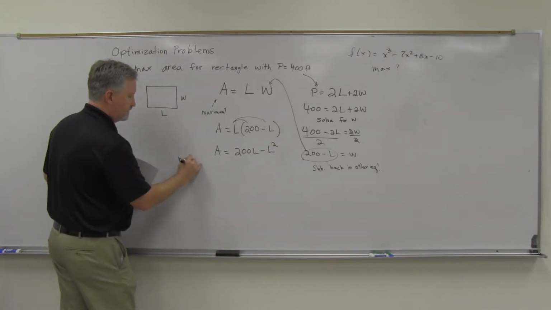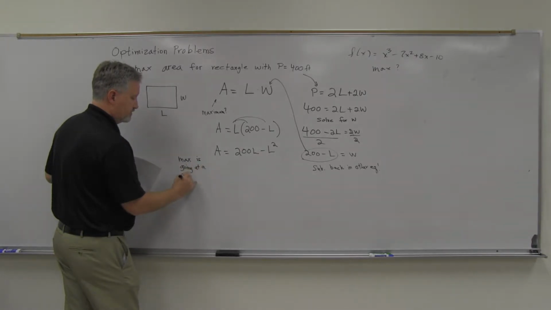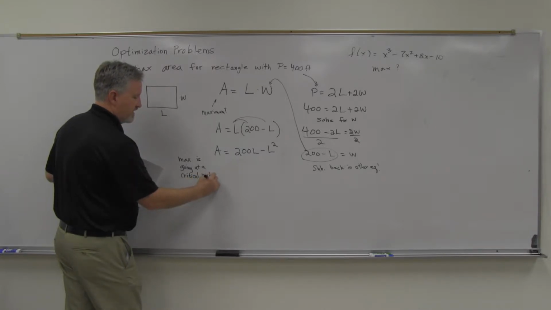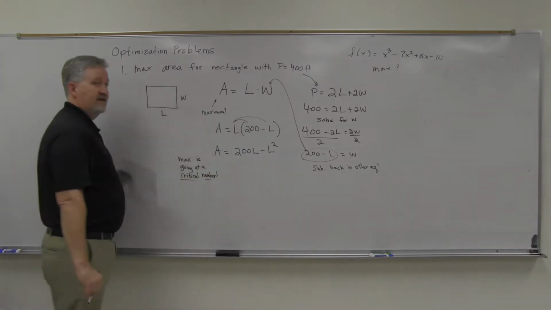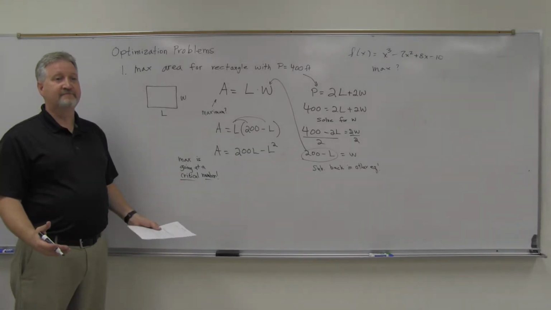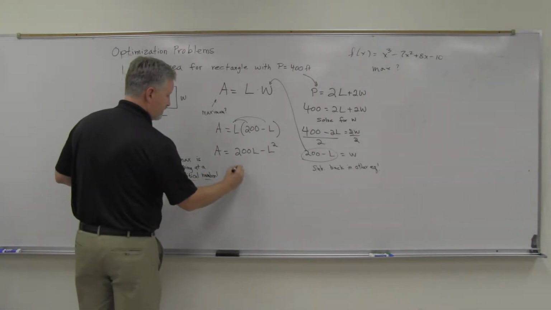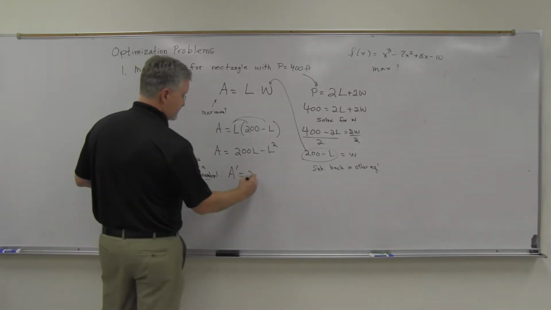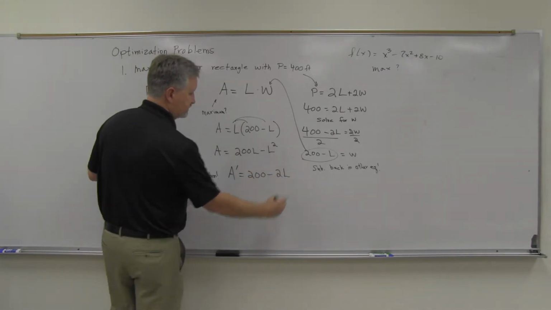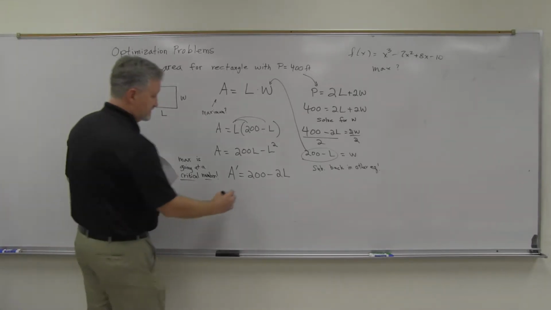So here's what we're doing. The maximum is going to occur at a critical number. Like I said, it's max or min. In this case, the max. And how do I get critical numbers? Usually derivative equals 0. So I need to get the derivative and set that equal to 0. With me there? So what's the derivative? Derivative is 200 minus 2L.